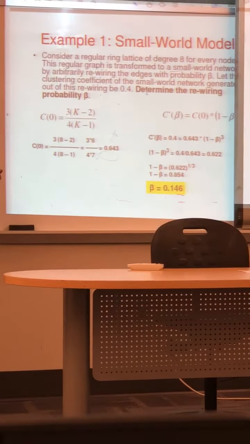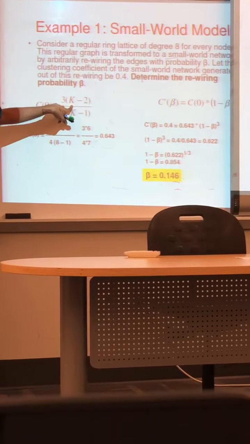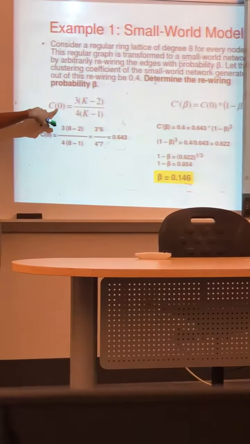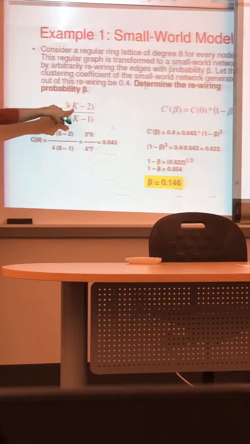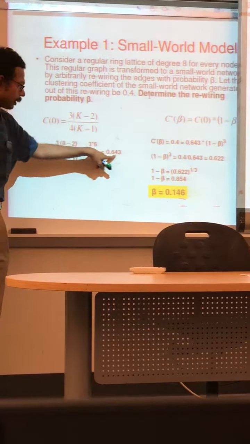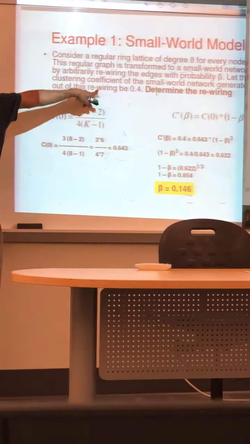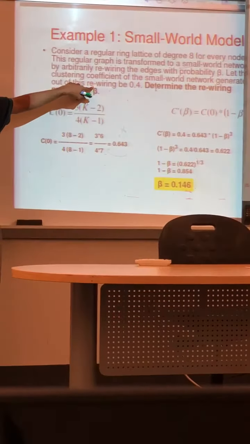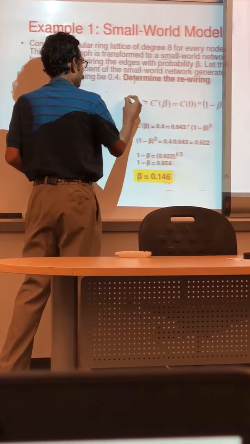So what is given here? The regular degree is given, k is given. So you can find the initial clustering coefficient right away. That's going to be just substituting k equals 8 here, and you will get the initial clustering coefficient. Then what is given is the final clustering coefficient, which is 0.4. So after you go through the rewiring process with the probability beta, the final clustering coefficient is given as 0.4.